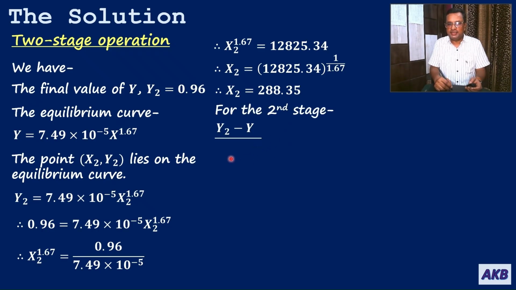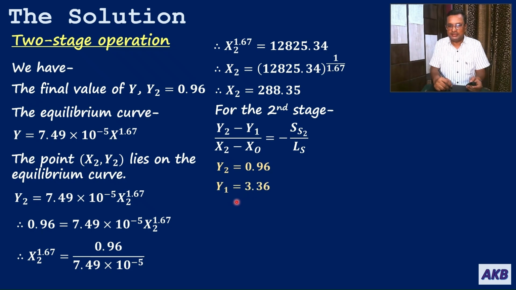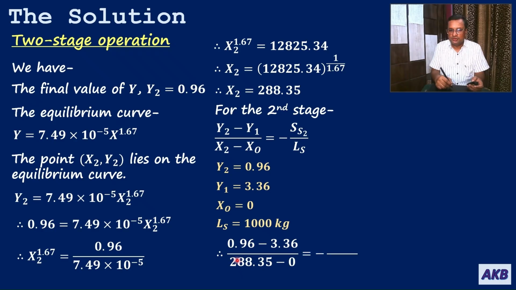Now for the second stage, the operating line equation is capital Y2 minus capital Y1 divided by capital X2 minus capital X0, that is equal to minus SS2 by LS. We know Y2 is 0.96, Y1 is 3.36, X0 is 0 since you are using fresh adsorbent, LS is 1000 kg. So it will be 0.96 minus 3.36 divided by 288.35 minus 0, that is equal to minus SS2 by 1000.